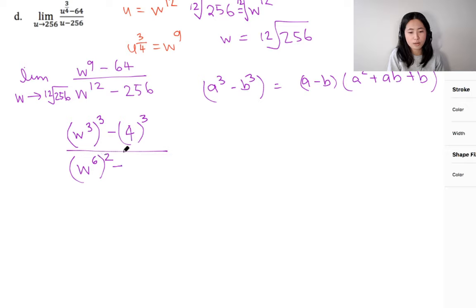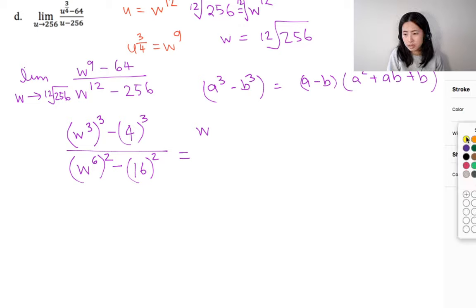So this is going to be minus, and we know that 16 times 16 is 256. So we can just say that this is 16 raised to the power of 2, and therefore you're going to get 256. So we can actually rewrite this again. So we know what the formula is now. We need to write this in terms of a minus b. So remember what a minus b is. So a is right here. So a is w cubed, and then your b is 4.